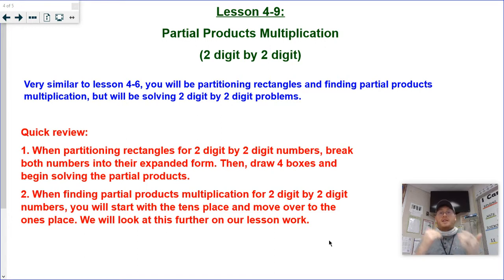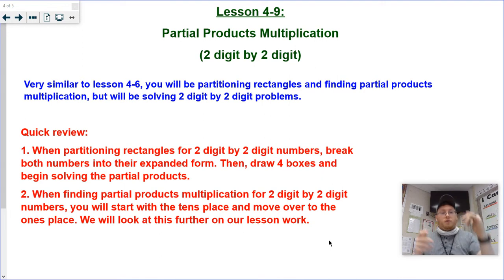We've already done a similar lesson before. It was 4-6, where we talked about partial products multiplication with partitioning rectangles, but we did it with a one-digit by multi-digit number. This one is a two-digit by two-digit number. Like I said, very similar to 4-6, you're going to be partitioning those rectangles and finding partial products, but you'll be using two-digit by two-digit numbers.